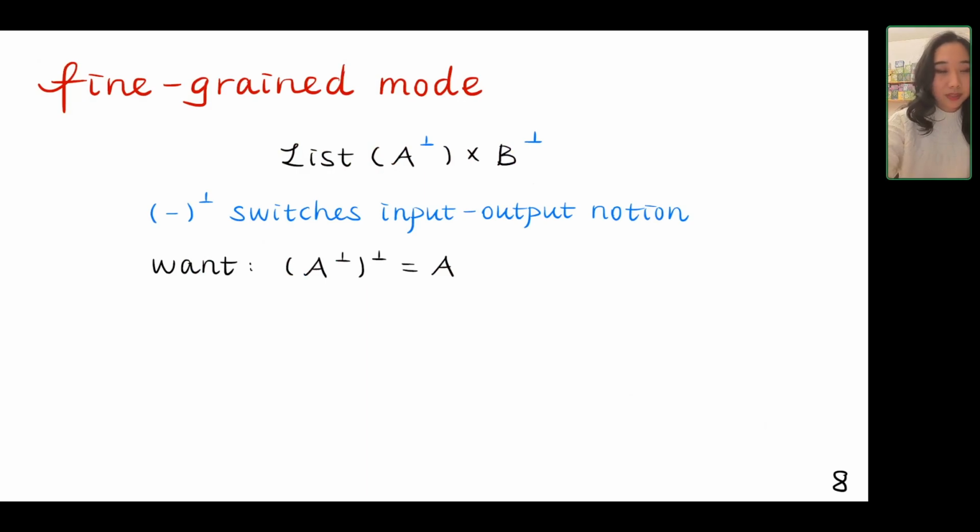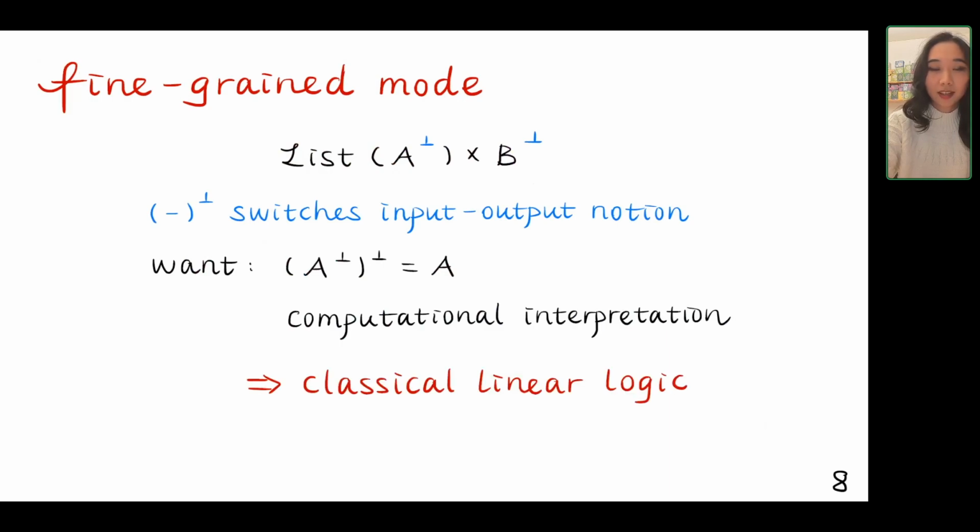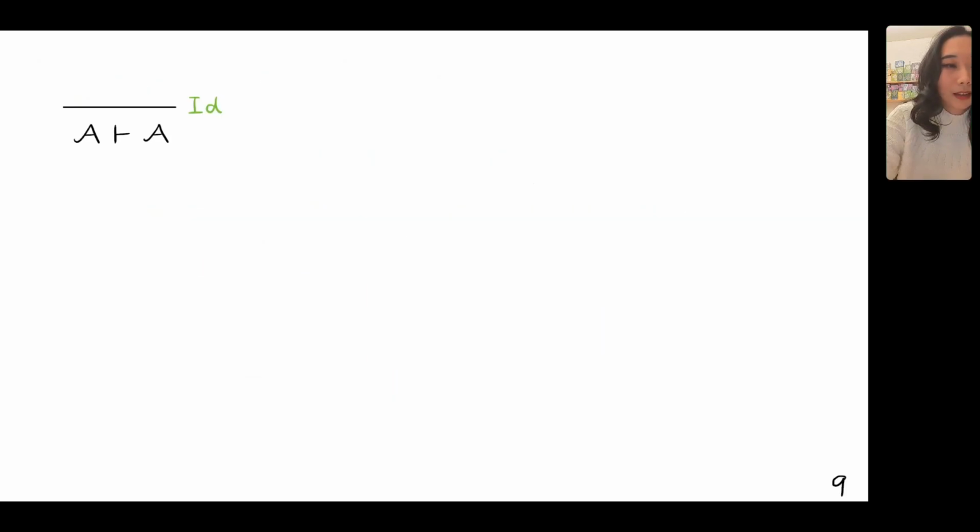And in addition, we want to say that we want some sort of computational interpretation to it, which we know pure classical logic is not great for. And that leads us naturally to classical linear logic, which happens to be a great setting to talk about such things. So let's look at a few inference rules.